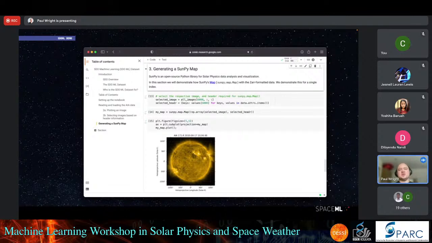So this is a quick introduction to how to load the SJML dataset. And I'd recommend visiting spaceml.org where you can get the full notebook that looks at HMI.